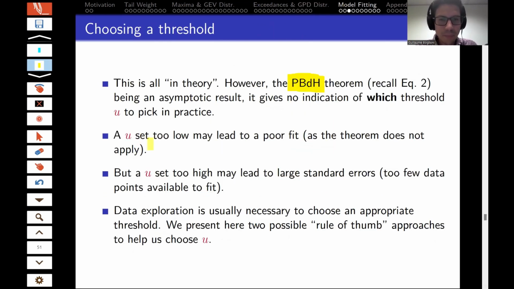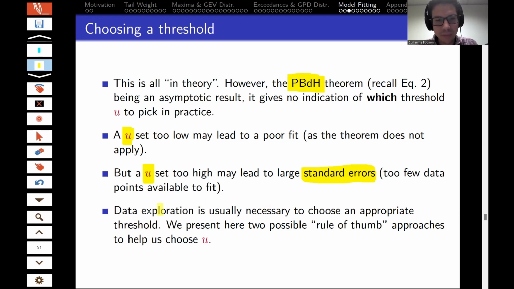As a general comment, if u is set too low, then maybe the fit will not be good, simply because the theorem doesn't really apply, you've picked a u that's too low. But you can have the opposite problem. If u is too high, then your estimates might be very, very variable. They'll have a very large standard error, simply because you have few data points to do the fit, because you've picked the threshold so high that there are only a few points above it. So there's some sort of trade-off: pick a u high enough that the theorem applies relatively well, but not so high that you don't have any data to do the fitting.